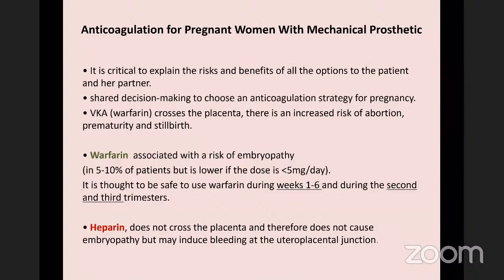The patient should be informed that vitamin K antagonist, like warfarin, during pregnancy has the highest likelihood of abortion, prematurity, and stillbirth, and also embryopathy, particularly if it's taken during the first trimester, and if the warfarin dose exceeds 5 milligrams per day, so it's dose dependent as well. Warfarin, however, is thought to be probably safe to use during weeks 1 to 6 and during the second and third trimester. Heparin, on the other hand, does not cross the placenta and therefore does not cause embryopathy, but may induce bleeding at the utero-placental junction.